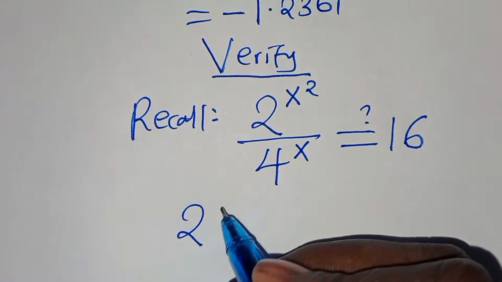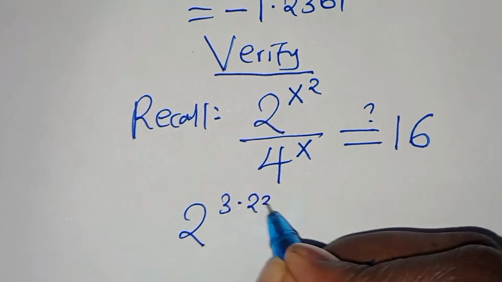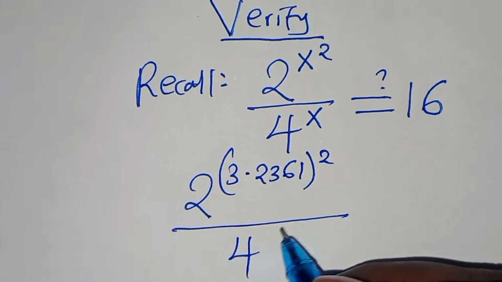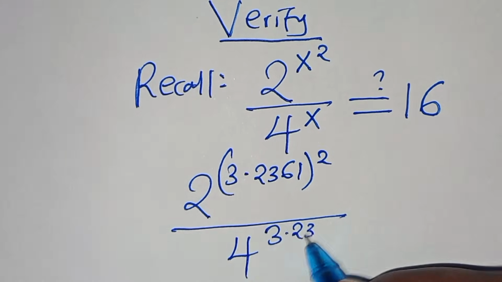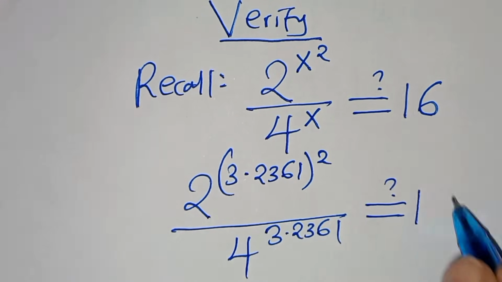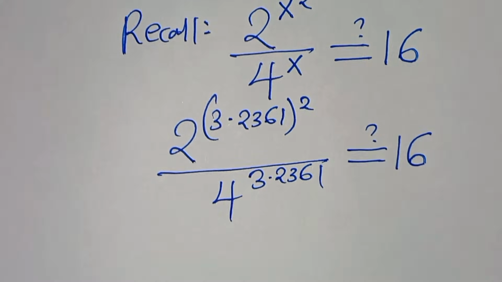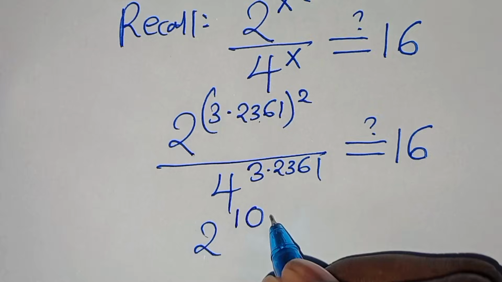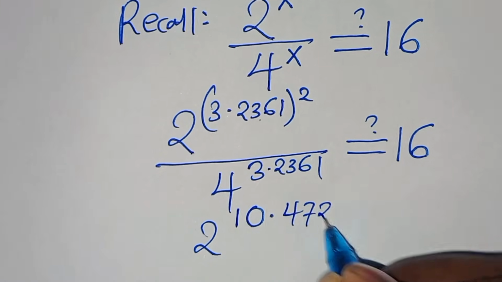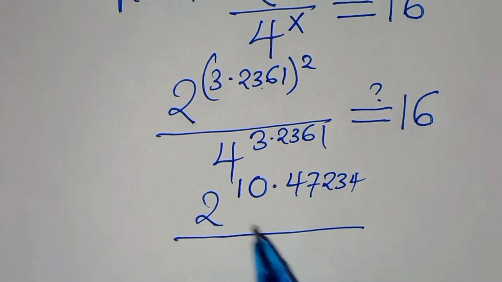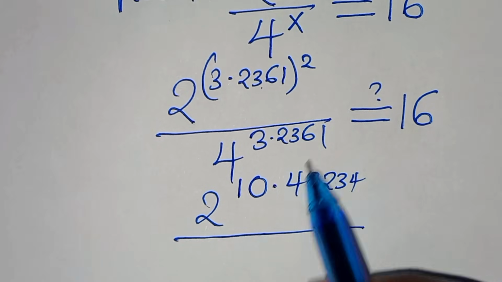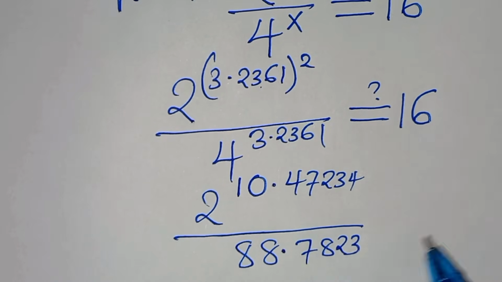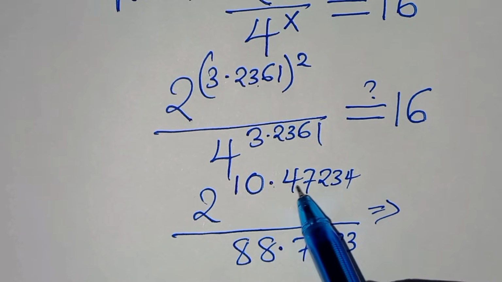So x1, this is 3.2361 raised to the power of 2 divided by 4 to the power of x, which is 3.2361. This is supposed to give us a value of 16. So we have 2 to the power of 3.2361 to the power of 2. This is the same thing as 10.47234 divided by 4 to the power of 3.2361. This is the same thing as 88.7823.